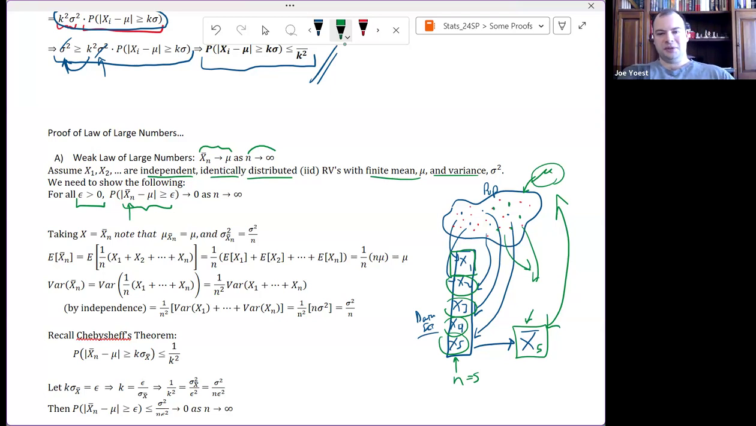So specifically what I want to show here is that no matter what positive number I choose, no matter how small I choose this number epsilon, the probability that the distance between the sample mean and the population mean is bigger than or equal to some small positive number goes to 0, as n goes to infinity.